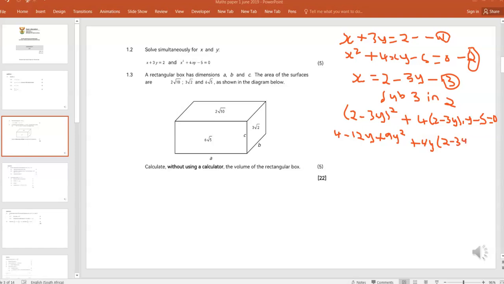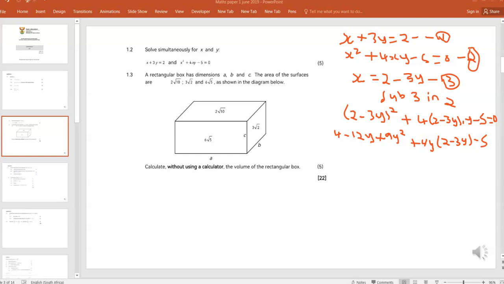And then minus 5. So I'm going to simplify this quickly so that I can just go straight to how it will look. When you simplify this, you know that this 4y will multiply everything. So it will be 4y times 2, that will be 8y. Then 4y times negative 3, that will be negative 12y squared. So when you multiply that, I'm going to have negative 12y squared here, and also 9y squared.